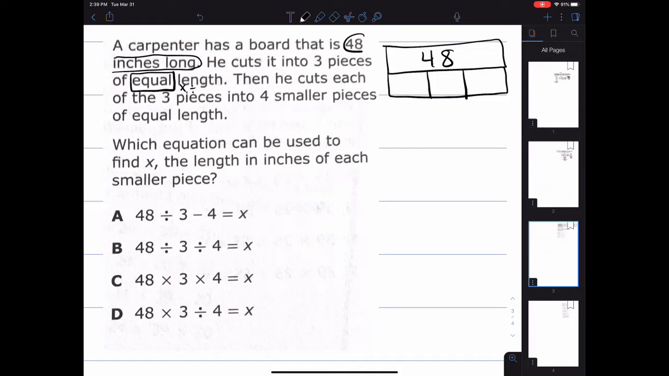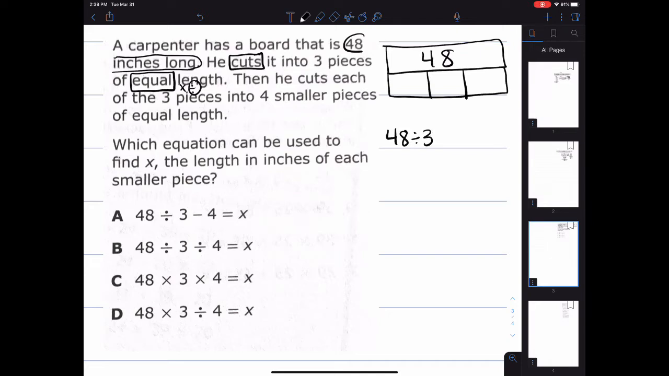Now, I have to think, am I putting groups together or am I breaking them apart? Well, it says that I am cutting those pieces into 3 pieces. So I broke it apart. So now I know that instead of multiplication, Ms. Hernandez is going to divide. The first thing I'm going to do is take my 48 and divide it into 3 equal groups.